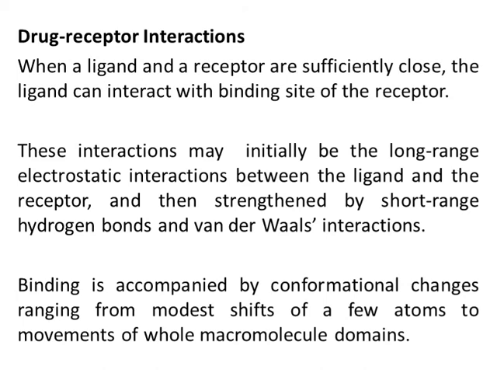We also studied that when the ligand and receptor are approaching each other, the first type of interactions that occur between them are the ionic interactions. As the two continue to come closer, the interactions between the drug and the receptor become short range hydrogen bonds and van der Waals interactions. The details of this type of interaction will be explained in the next coming lecture.